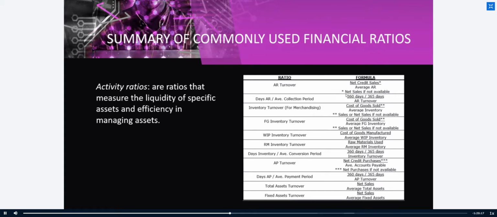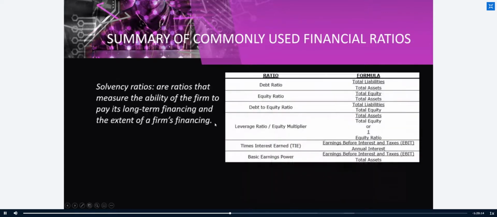All right. So next we have solvency ratios. These are ratios that measure the ability of the firm to pay its long-term financing and the extent of a firm's financing. So basically, solvency is the ability of the company to pay its long-term financial obligations. That's the only difference of this from the liquidity ratios. In liquidity ratios, we're dealing with short-term obligations. In this case, we have debt ratio, equity ratio.